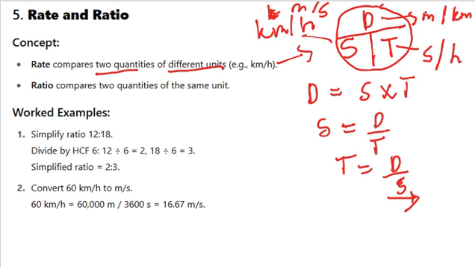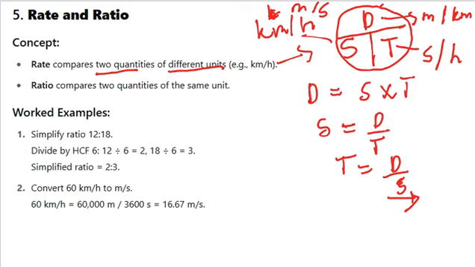Whenever you compare quantities with different units, that is a rate. Whenever you compare two or more quantities of the same units, you are doing a ratio. There are some worked examples to look at here.